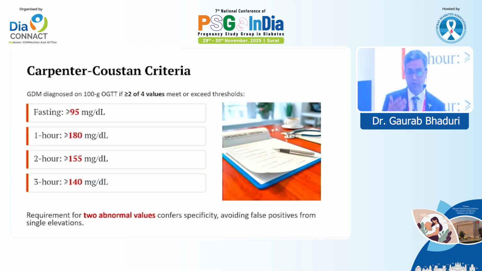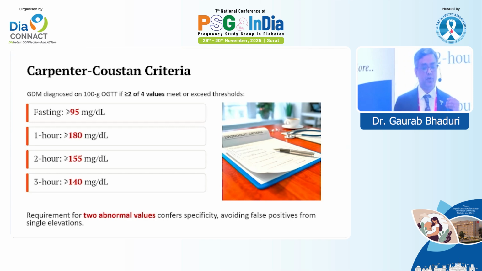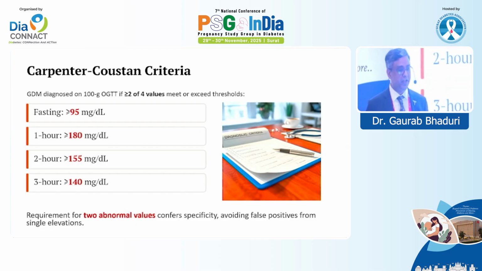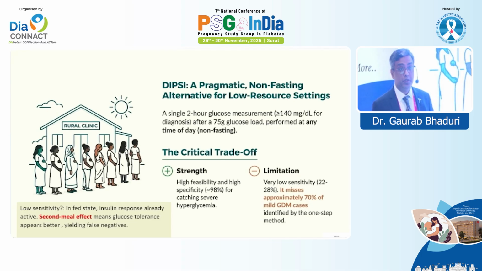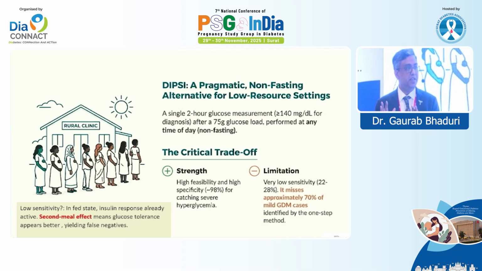Now you see over here the Carpenter-Coustan criteria. You have the fasting, 1 hour, 2 hour, and 3 hour thresholds. If two values are abnormal, your diagnosis is done. These two abnormal values actually confer the specificity of the two-step procedure, avoiding false positives from any single elevation.